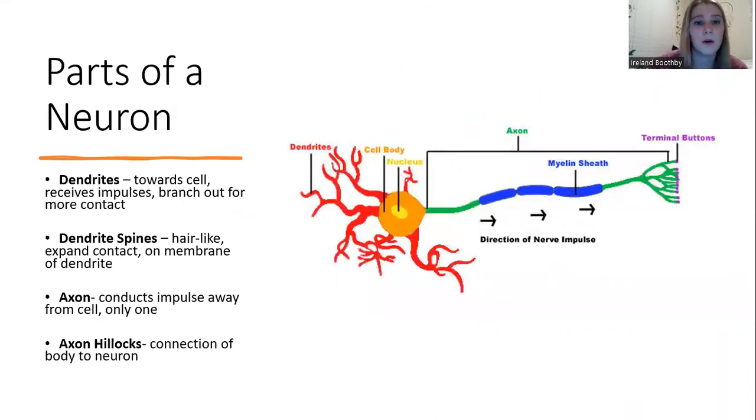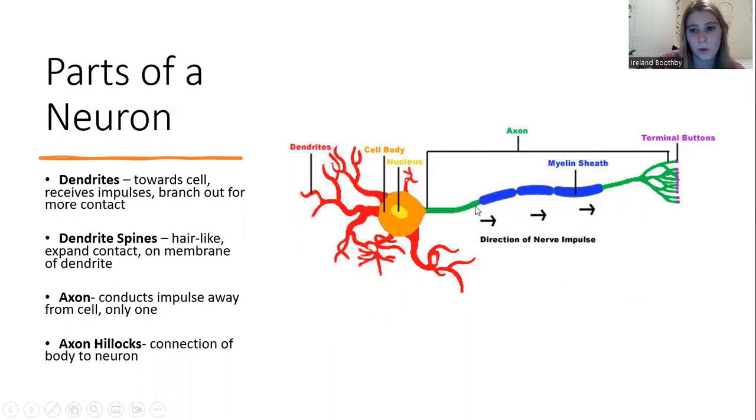Some parts of the neuron are the dendrites, which are the red branches here, and they send the signal towards the cell. They receive the impulses and they branch out for more contact. The dendrite spines are hair-like and expand your contact, but they're on the membrane of the dendrite, so you can't see them in the picture.